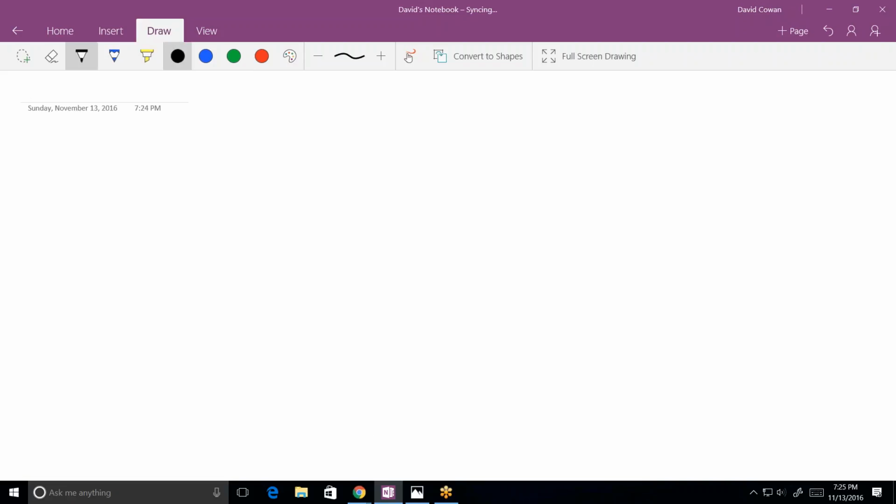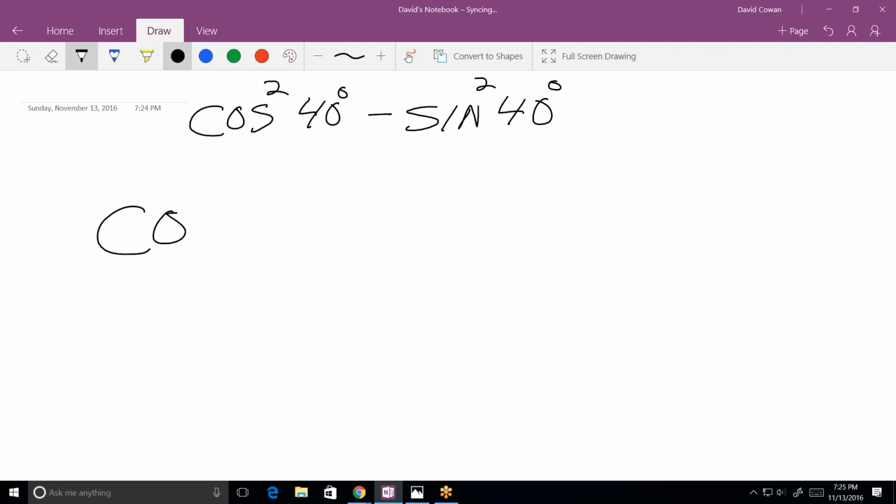Okay, it's cosine squared of 40 degrees minus the sine squared of 40 degrees. I was super confused on this one. And it said, which expression is this equivalent to? What are the 3 identities for cosine of 2 theta? Well, one's just cosine squared minus sine squared.